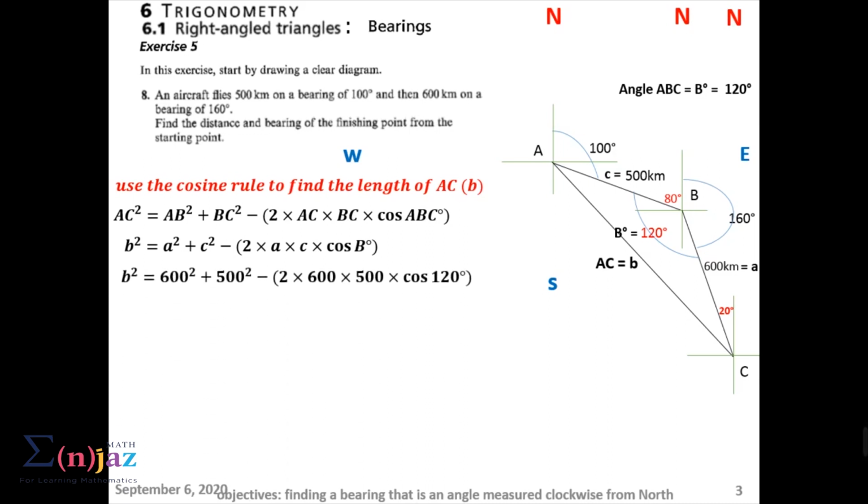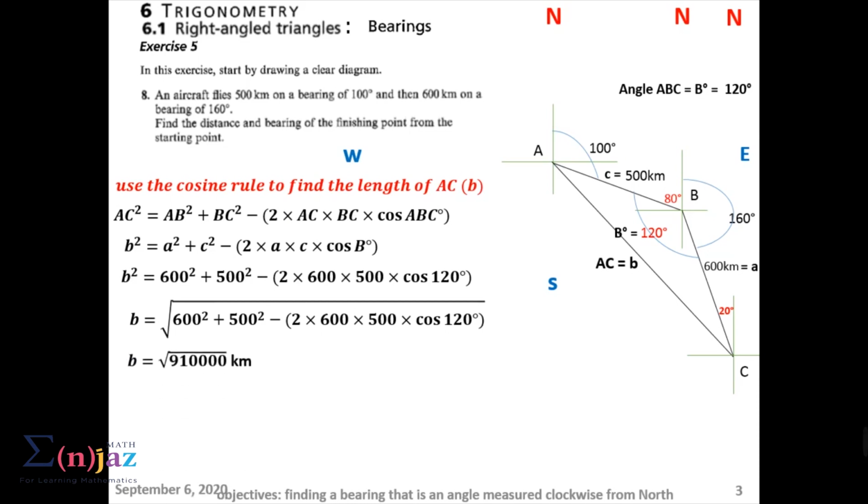Now let's substitute. b squared is equal to 600 squared plus 500 squared minus, in brackets, 2 times 600 times 500 times cosine 120. Now, square root each side because we are trying to find b. And b is going to be the square root of 910,000 kilometers.